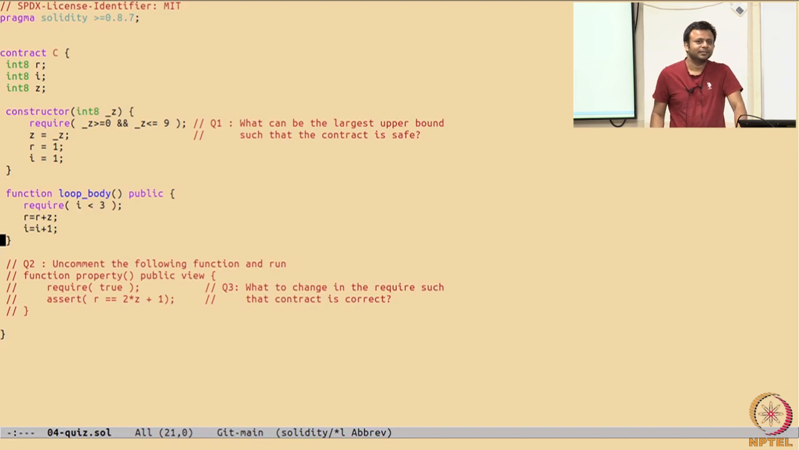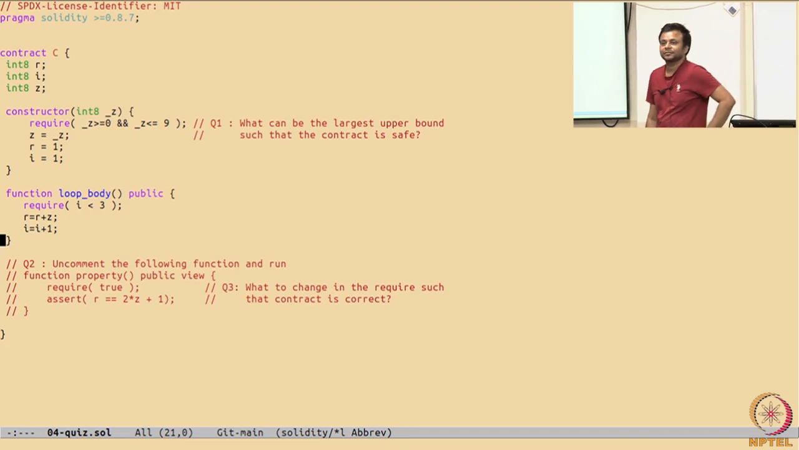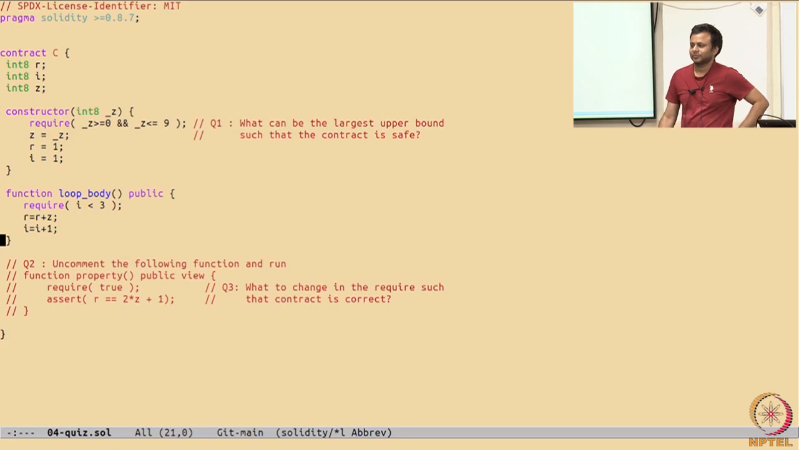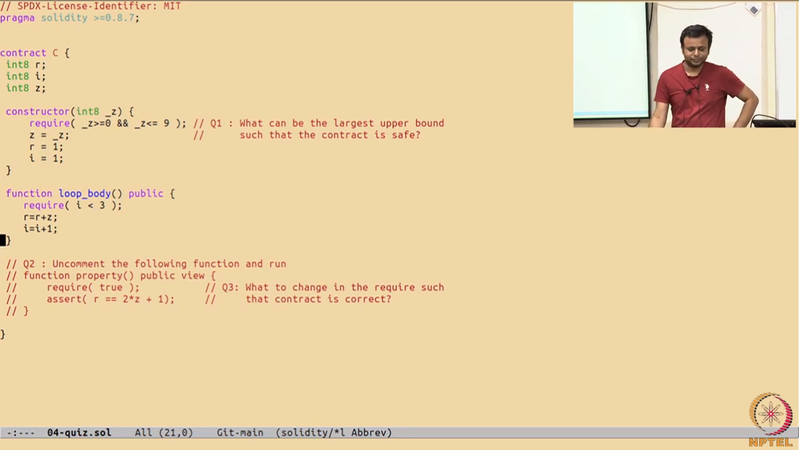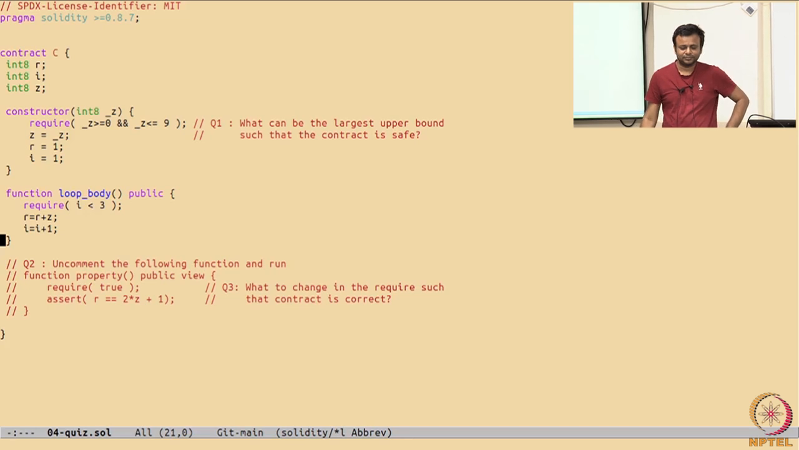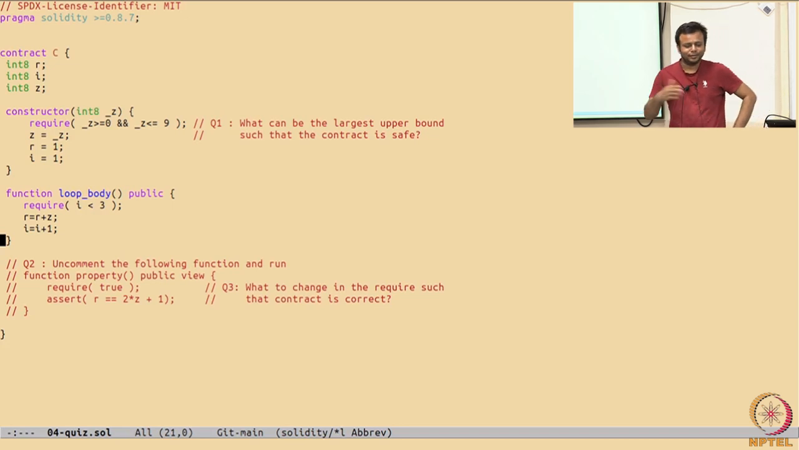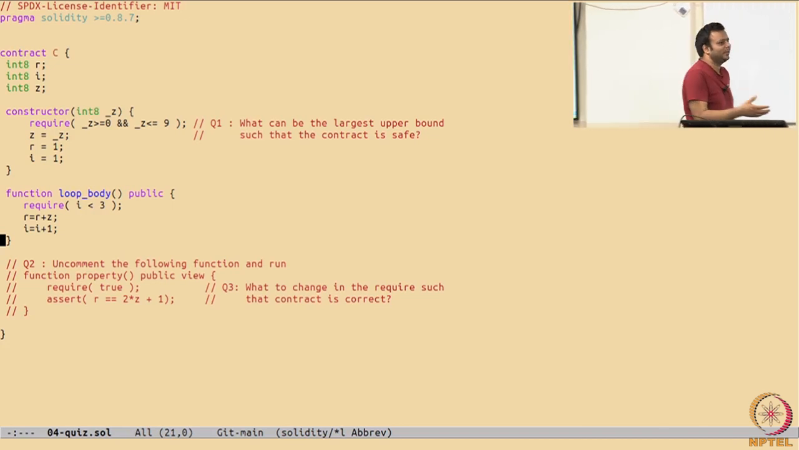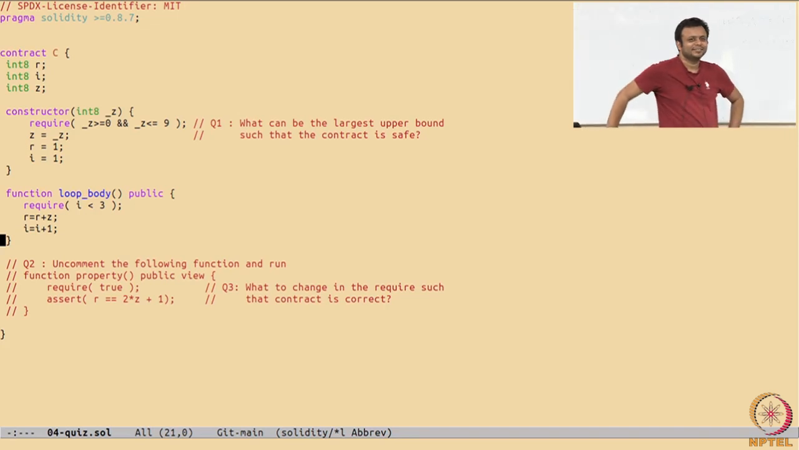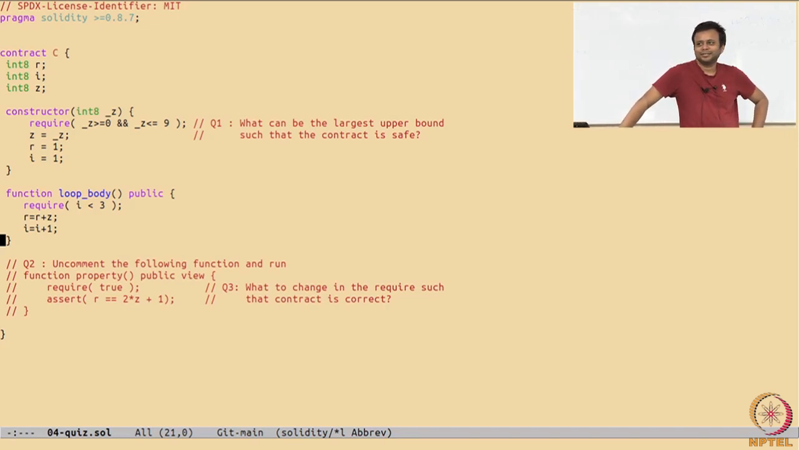Did you find that file? Just go to the folder and click on it, it will open. And try to answer these questions. What is the largest bound? Like I am bounding at 9, can I keep increasing it, and at what point will it give the error? Can you just play with it? And what is the largest value of Z for which the contract is safe?